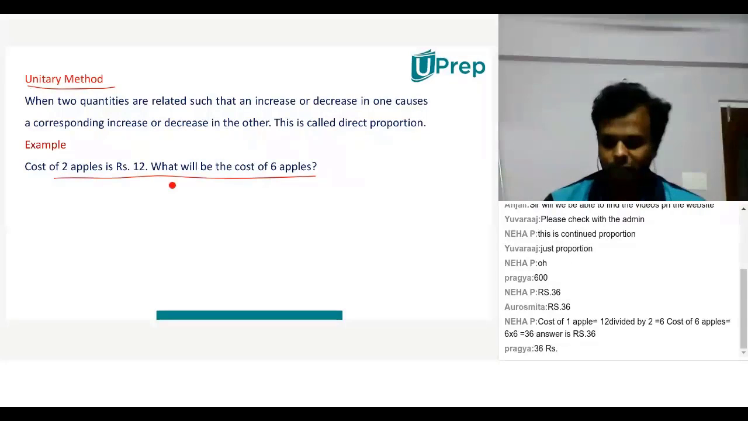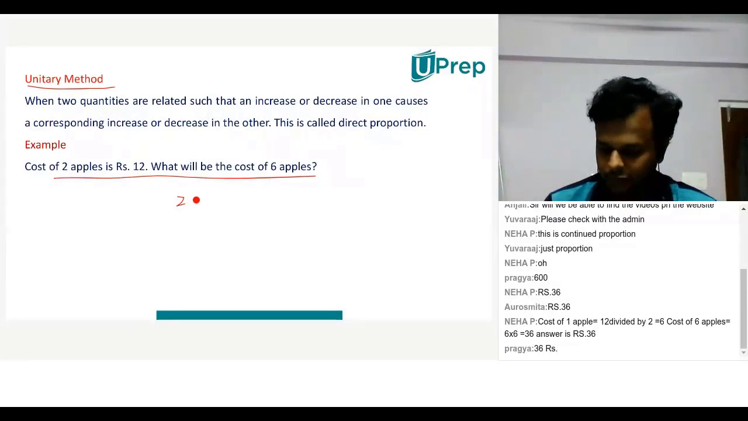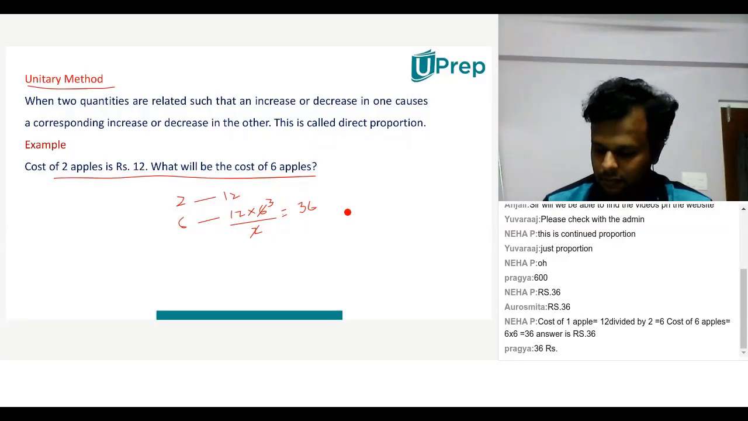So children, put it in a simple way. 2 apples are costing me 12 rupees. So 6 apples will cost me 12 into 6 by 2. 2 ones are 2, 2 threes are 6. So this is 36.